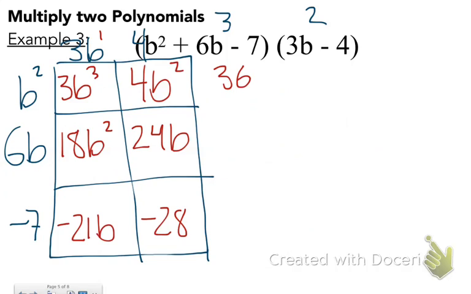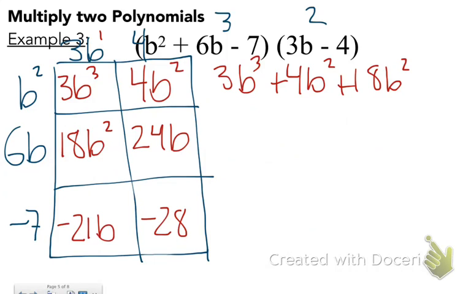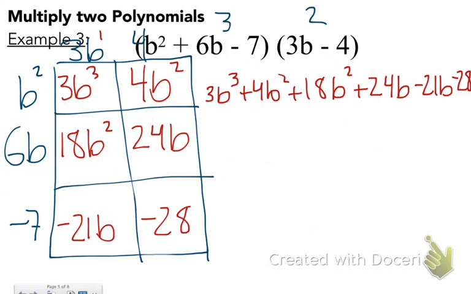So 3b cubed plus 4b squared plus 18b squared. Alright, there it is, a little smaller. And now we just have to combine like terms.